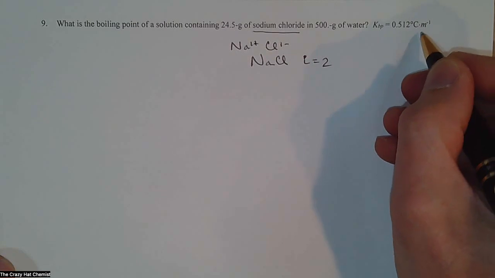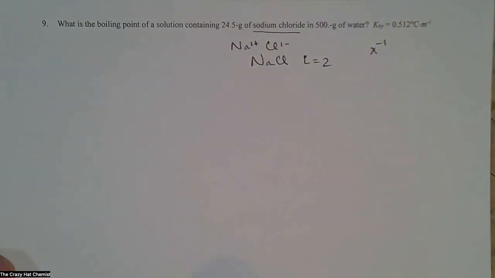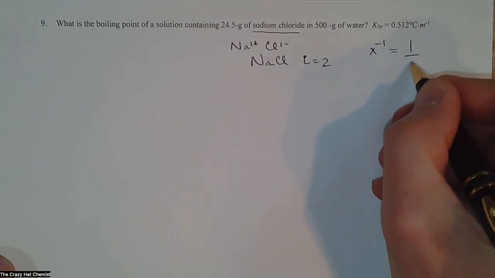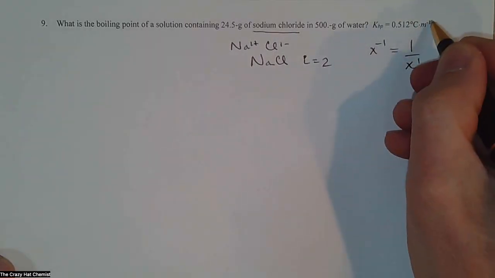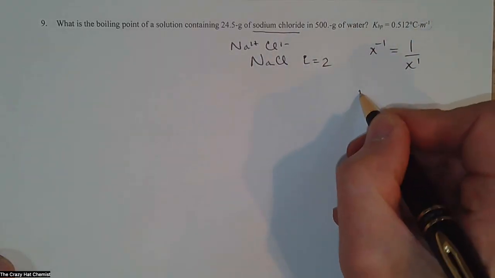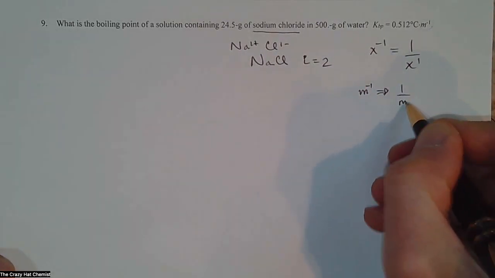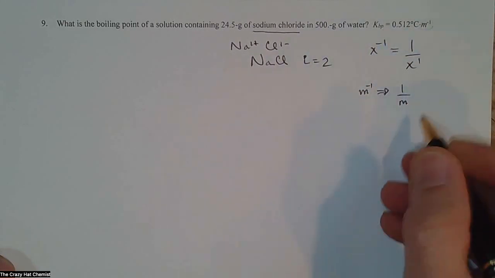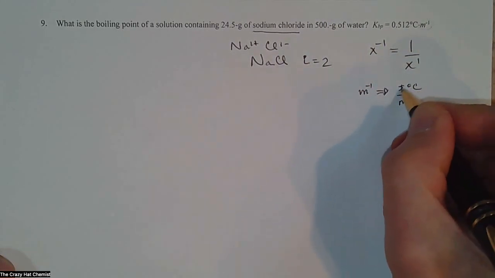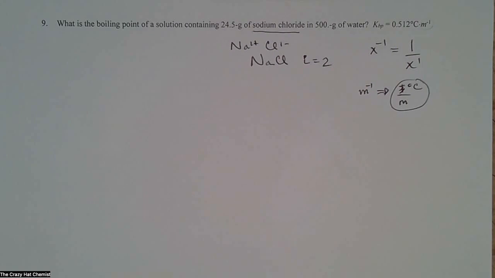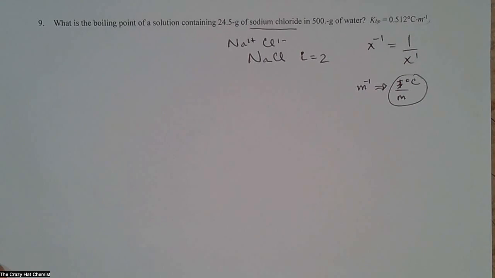Okay, the other thing over here is that we have x to the negative 1, and going back to your math class, this is equal to 1 over x to the first power. So that means that this molality right here, molality to the negative 1, is actually equal to 1 over the molality. So the units of the constant here are degrees Celsius per molality. That's how that's written there, and that's how it was written in the olden textbooks way back long ago when I was going to school, because they didn't have all this font capability that they do now.